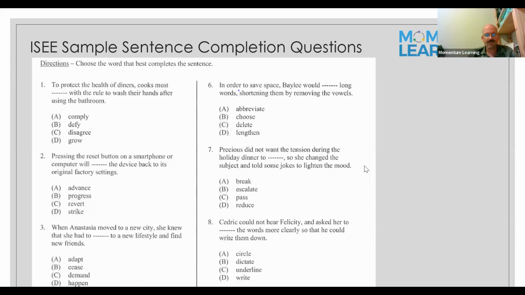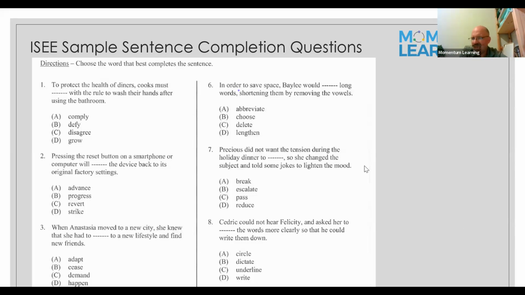Number 3. When Anastasia moved to a new city, she knew she had to blank to a new lifestyle and find new friends. So we see where we get this word new a lot. New friends, new lifestyle. So when you're in something new, are you going to cease to something new? Well, cease is a synonym of stop, and stop to something new makes absolutely 0 sense. So cease is out.